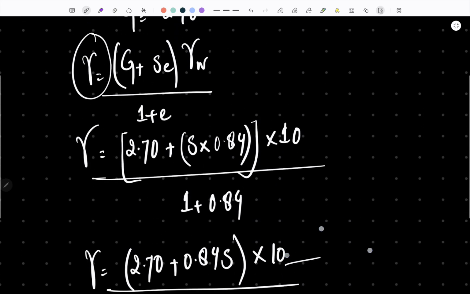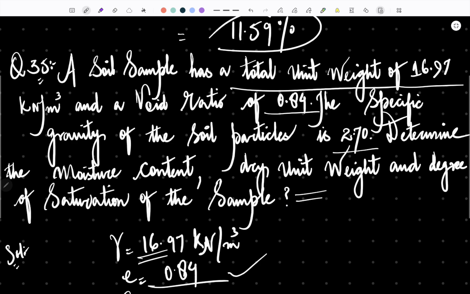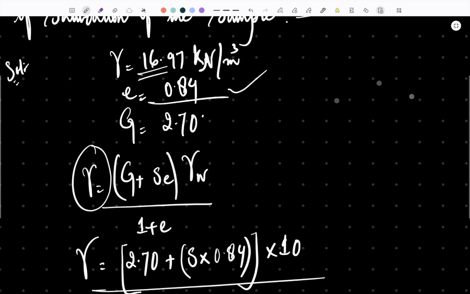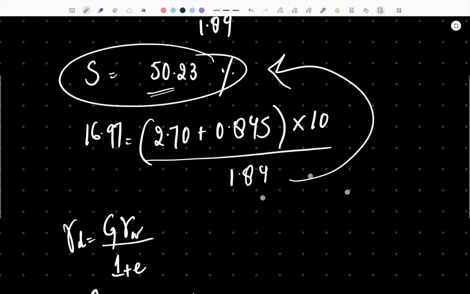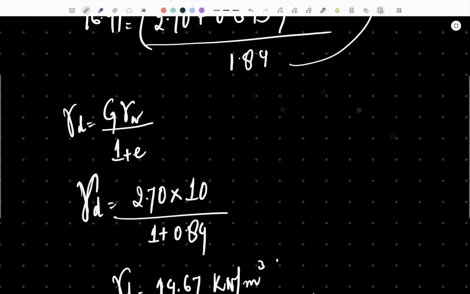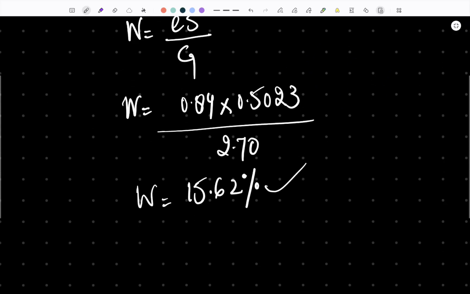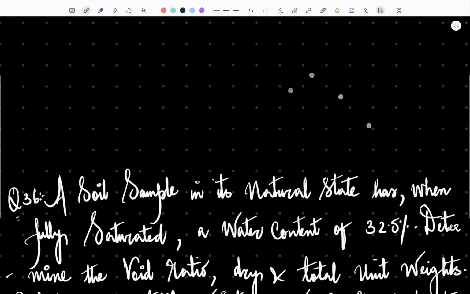15.62%. So we have calculated each and every thing that the question demanded us to find. We have found the moisture content, which is 15.62%, the dry unit weight, which is 14.67 kilonewton per cubic meter, the degree of saturation of the sample, which is 50.23%. So we have calculated the question. We have completed the question in all respects. So let's move on to the next one.